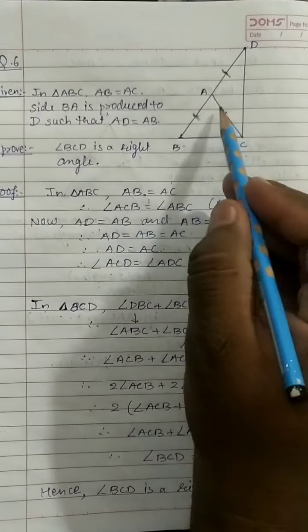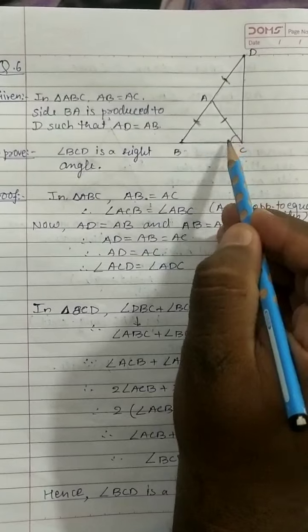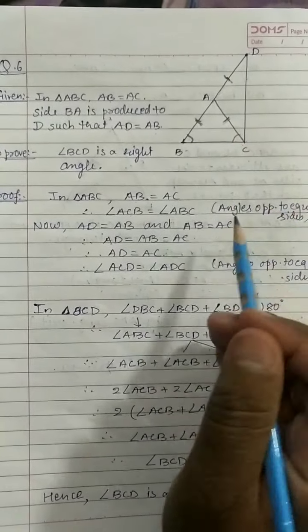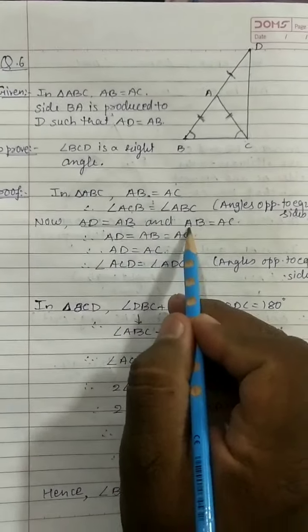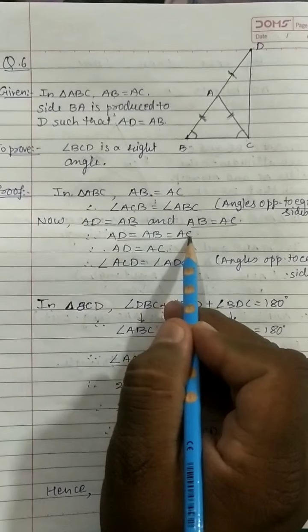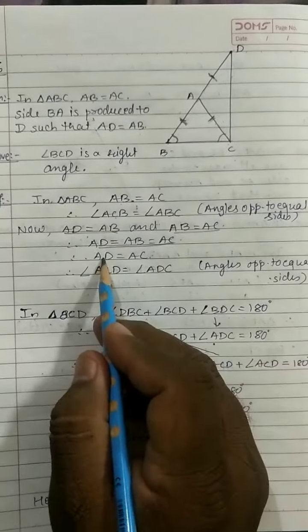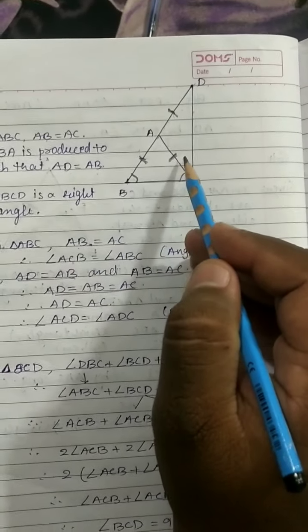So can we say angle ACB is equal to angle ABC? Because opposite angles of equal sides are equal, right? And so now AD and AB are equal and AB and AC are equal. So all three sides are equal as I have mentioned earlier, right? So can you say AD and AC are also same?